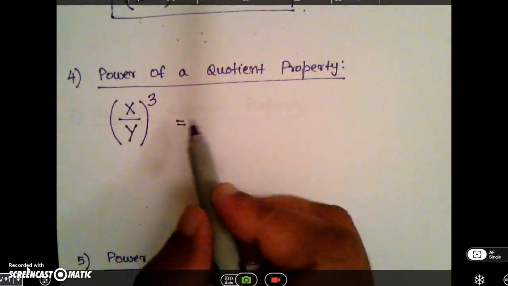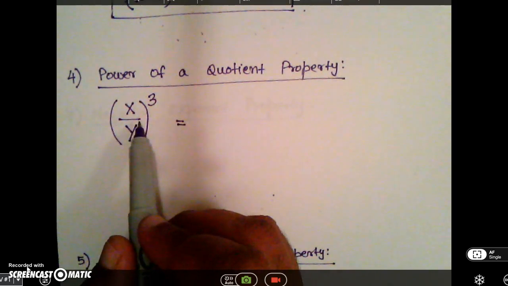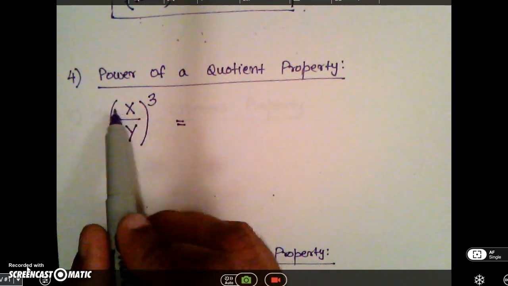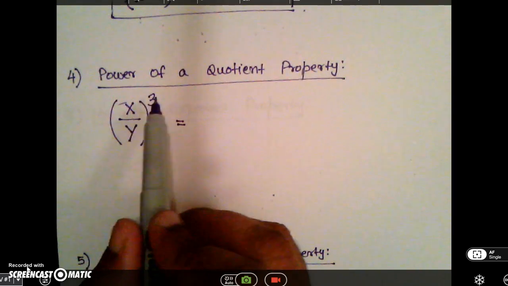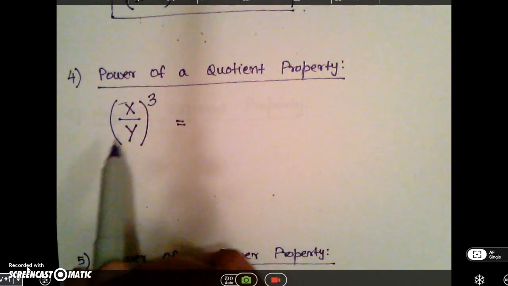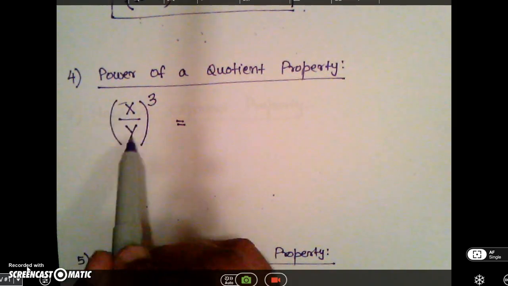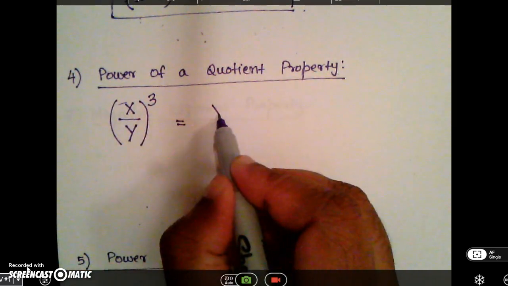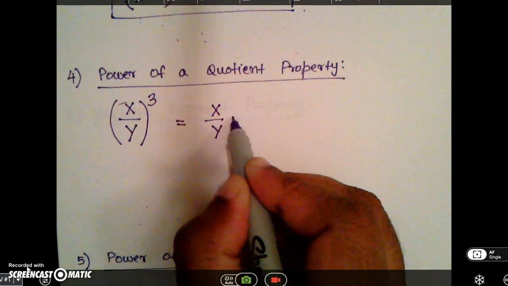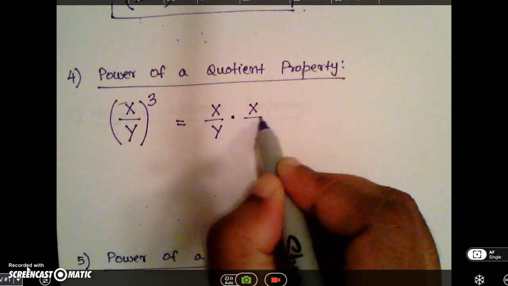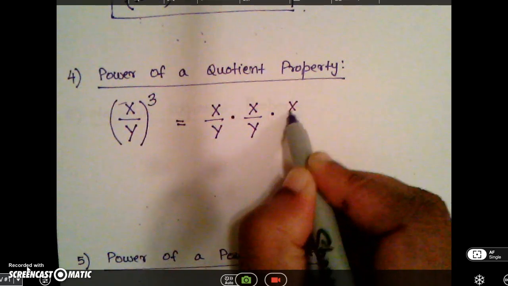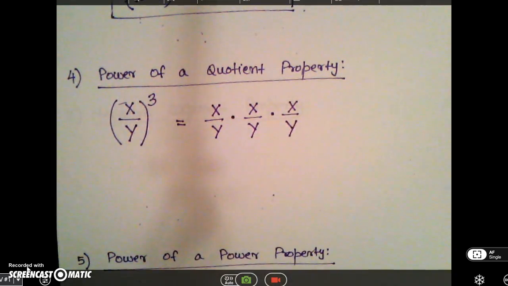Alright. So if I apply the basic property of my exponent, the exponent rule, which is the base multiplied by itself as many times as the power is. So the power is 3 here, the exponent is 3 here, and the base is x over y. So I have x over y multiplied by itself 3 times.